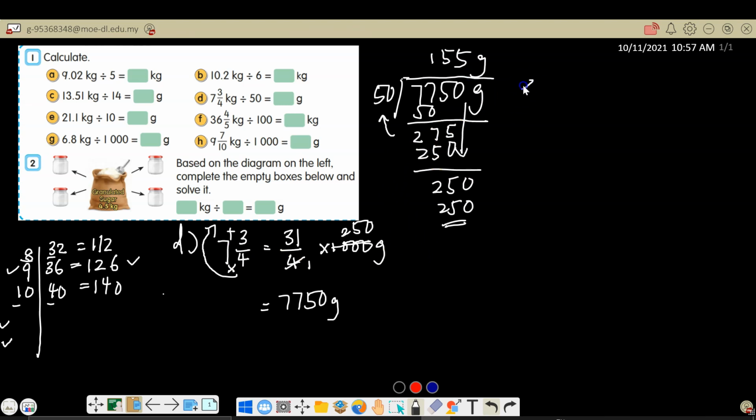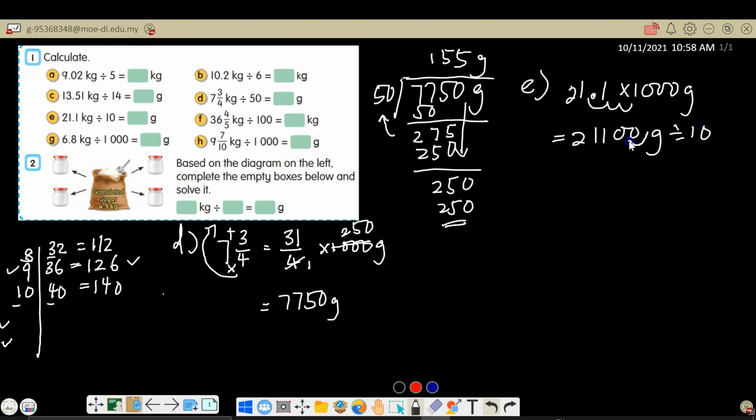Question E. 21.1 divided by 10 change to gram. So you can divide first and change to gram, or you just change to gram first. Okay, you change to gram. 1, 2, 3, 2 spaces, you add 2 zeros. So it's 21,100 gram.